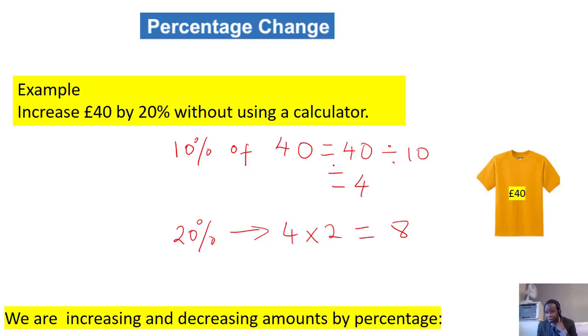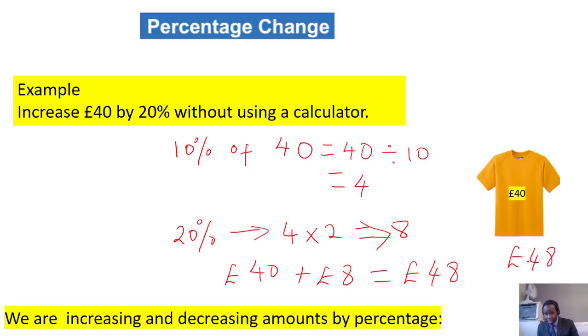So you get 10% of 40, which is 4. Now 20% is going to be double. The 10% is 4, so therefore the 20% is going to be 8. Okay, so that means the price of this t-shirt is going to go up by £8. So the new price is going to be the £40 which it is now, plus the £8. So the answer is £48. You're going to need to pay £48 for it.